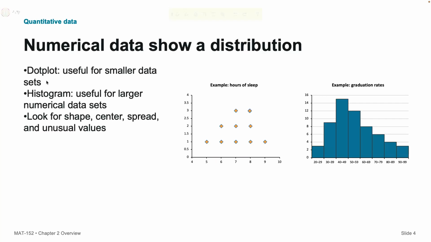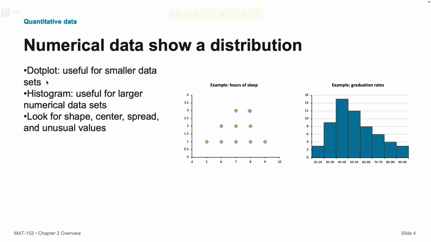For quantitative data, the values are numbers. Here we are usually interested in the distribution of data. Displays such as dot plots and histograms help us look for shape, center, spread, and unusual values.